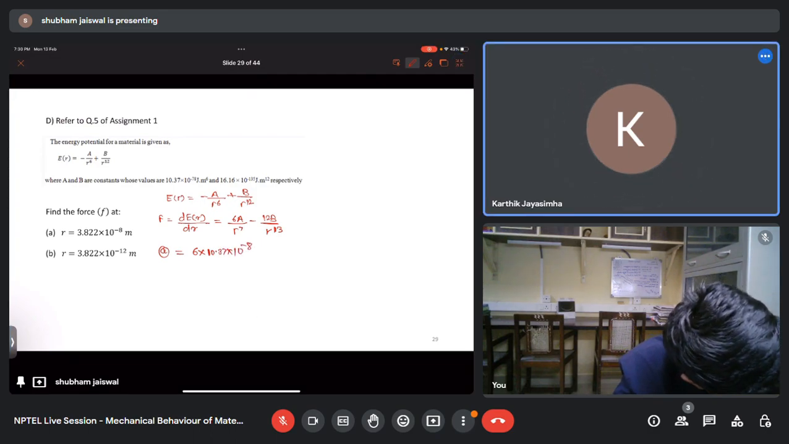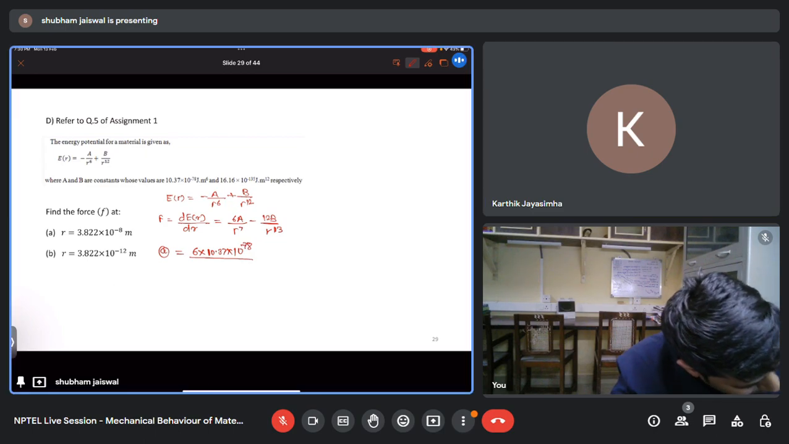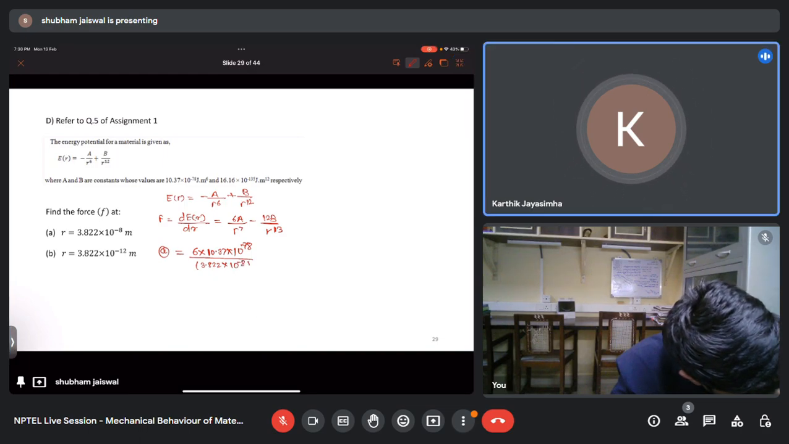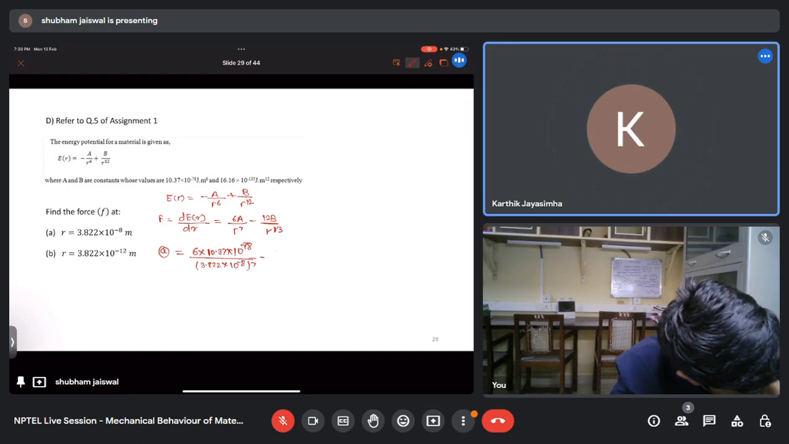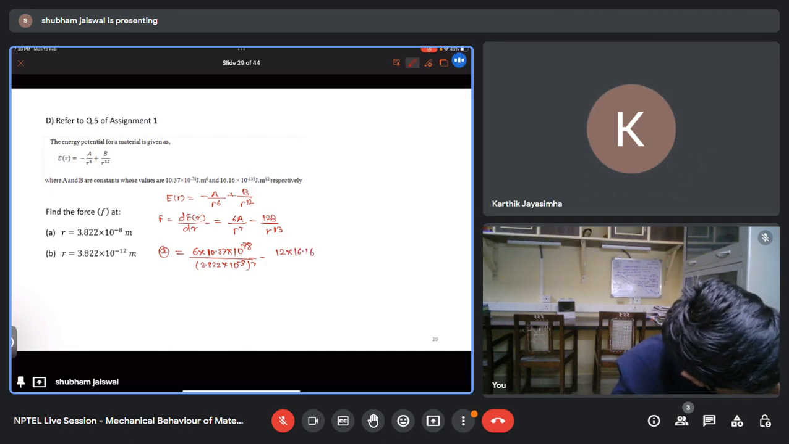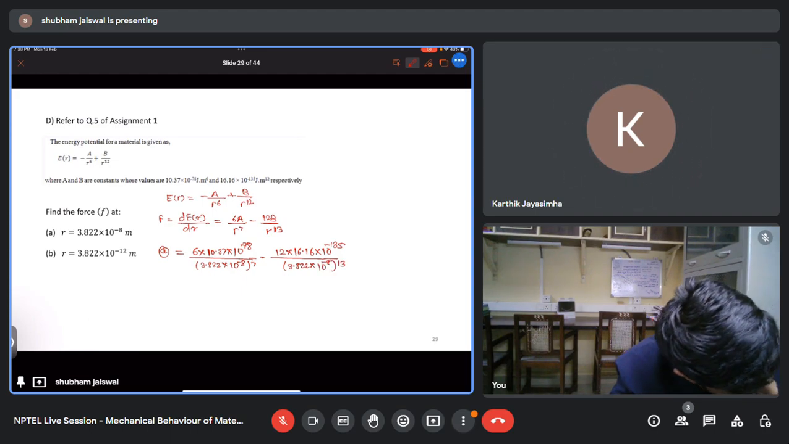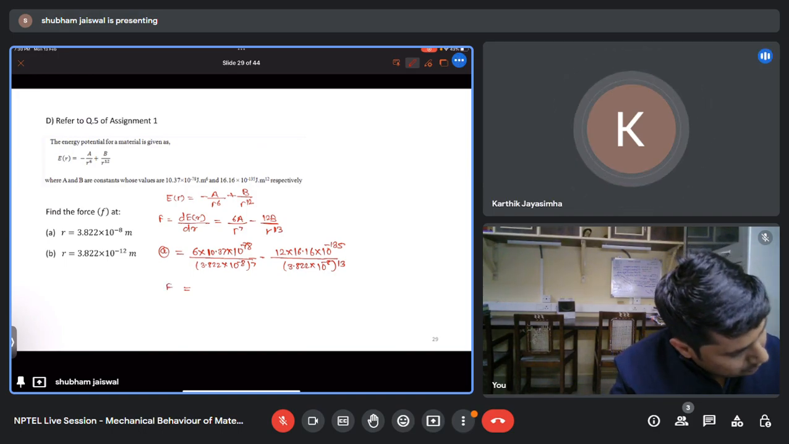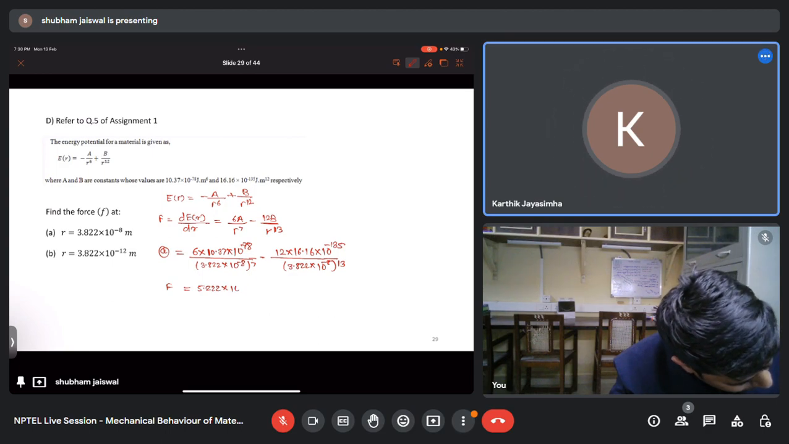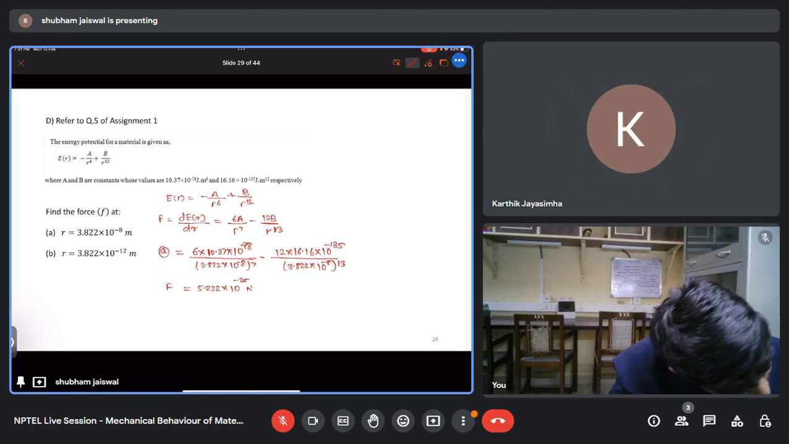78, divided by 3.822 into 10 to the minus 8 to the power 7, minus 12 into 16.16 into 10 to the power minus 135, divided by 3.822 into 10 to the power minus 8 to the power 13. So it comes out to be 5.22 into 10 to the minus 25 newtons. Okay, this is for one case.